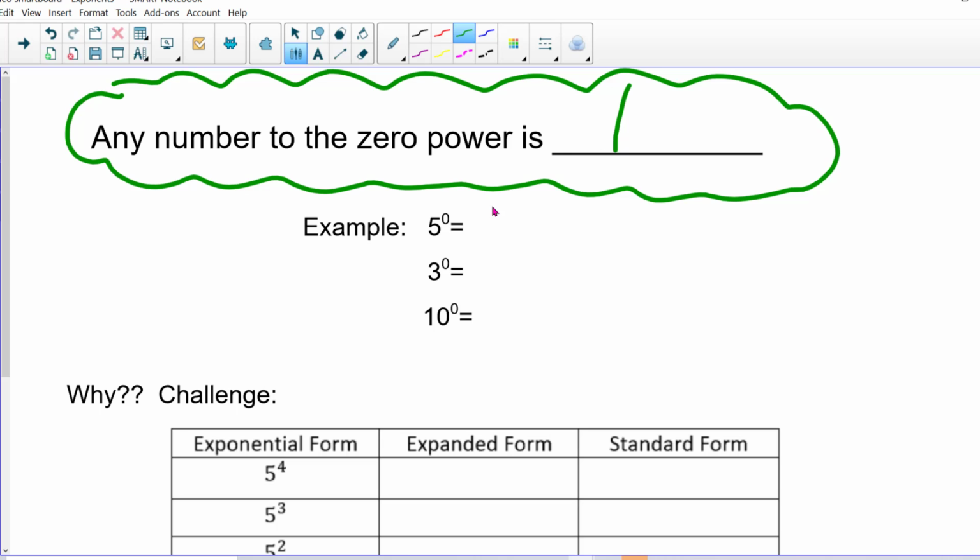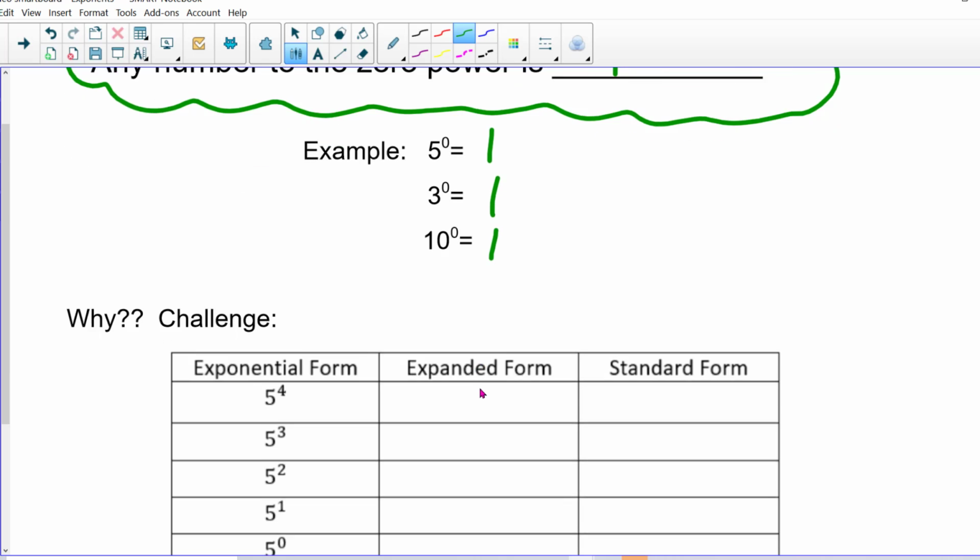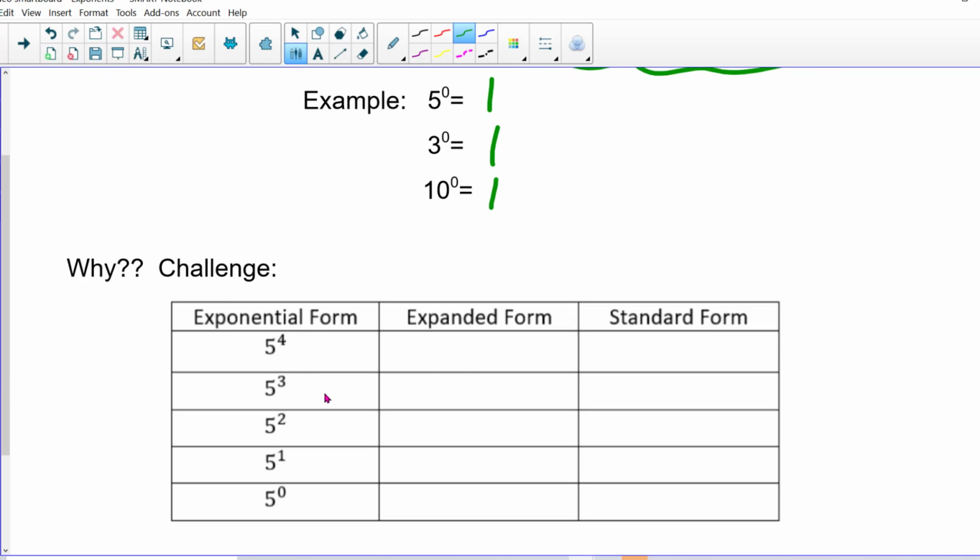Any number. Look at these examples. 5 to the 0 power is 1. 3 to the 0 power is 1. 10 to the 0 power, what do you think it is? 1. Now, if you want a challenge, put this in your notes so you can try to see why that is. It's not just because they made it up and they just said it's going to be. There is an actual reason for it.